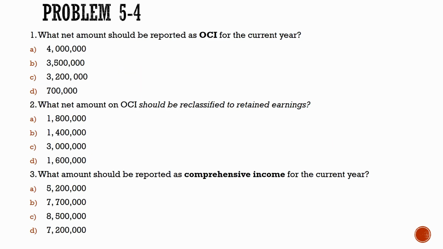For the second question of problem 5-4, we're going to find for the net amount in other comprehensive income that should be reclassified to retained earnings. A, 1,800,000, B, 1,400,000, C, 3 million, and letter D, 1,600,000. Let's proceed to the solution next slide.